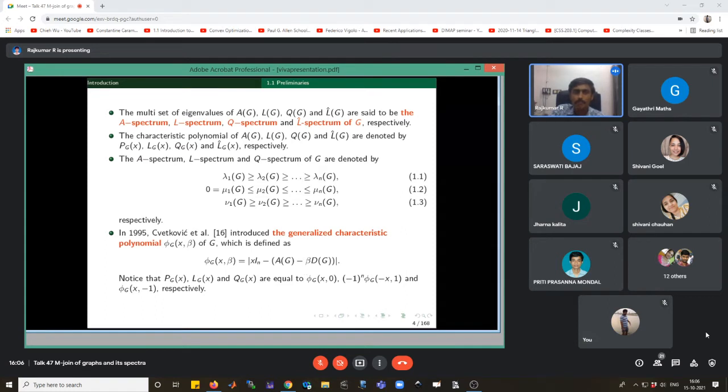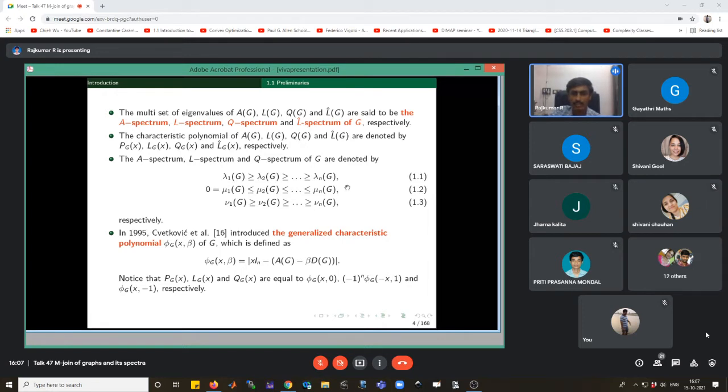Then the multi-sets of eigenvalues of these four types of matrices are respectively called the A spectrum, L spectrum, Q spectrum and L-cap spectrum of the corresponding graph. And the characteristic polynomials of these four types of matrices are denoted respectively by P_G(x), L_G(x), Q_G(x), L-cap_G(x). And we denote these three types of spectrum of the graph G with the notations lambda_i's, mu_i's, and nu_i's respectively.